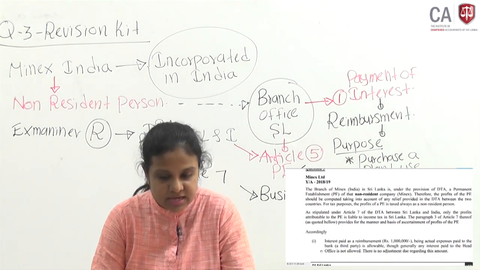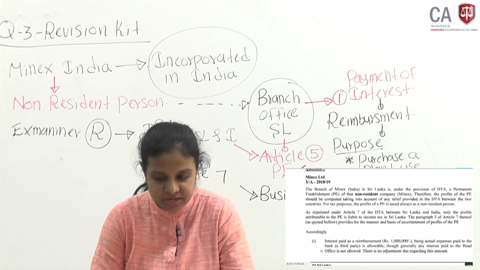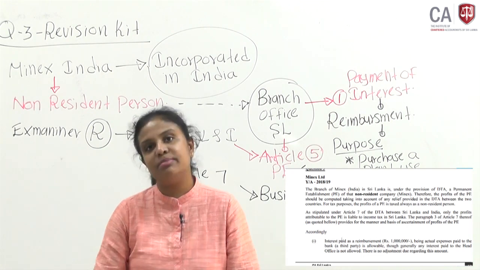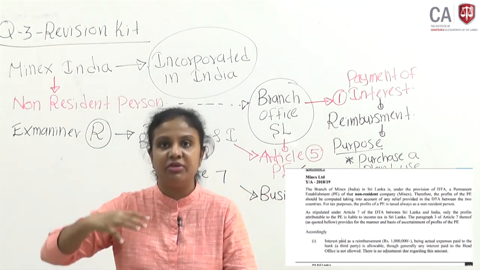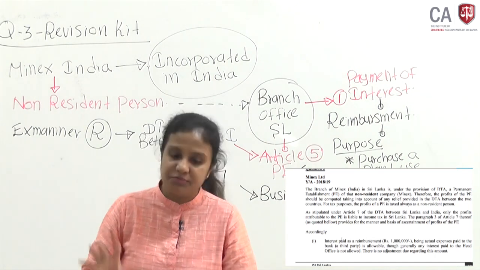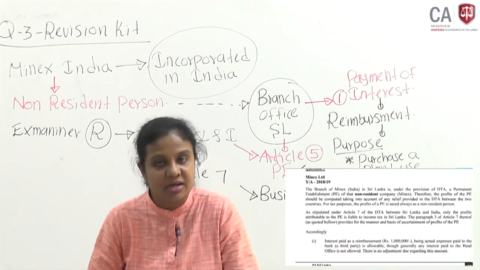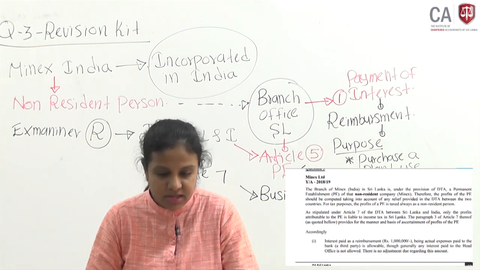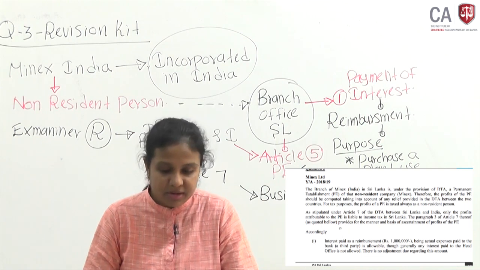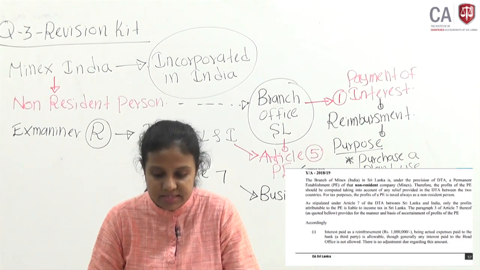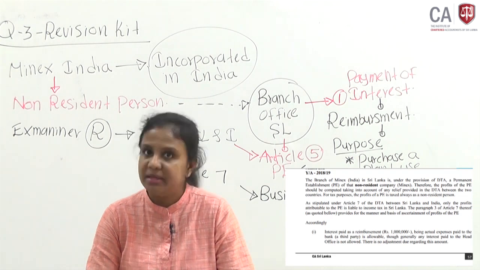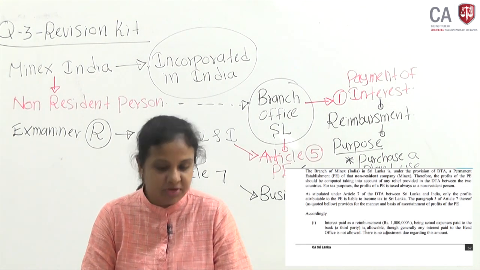As stipulated under Article 7 of the DTA between Sri Lanka and India, only the profit attributable to the PE, only the profit arising in or derived from the PE, is liable to income tax in Sri Lanka. Paragraph 3 of Article 7, quoted below, provides the basis for ascertainment of the profit of the PE. Now we will come to the first one.